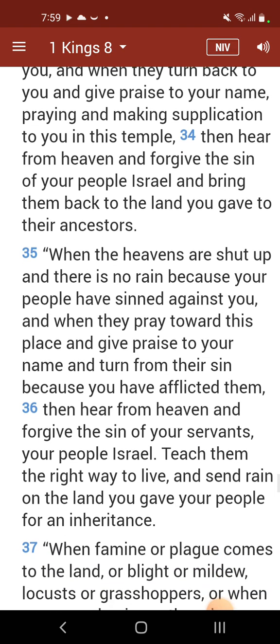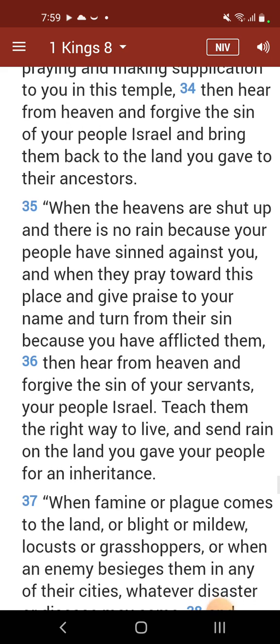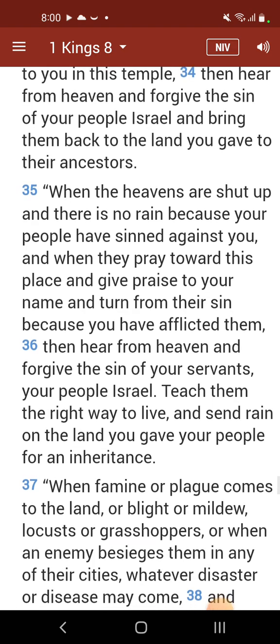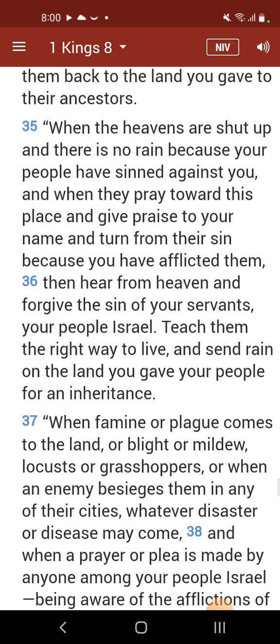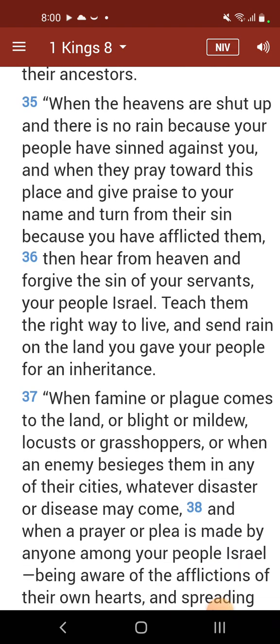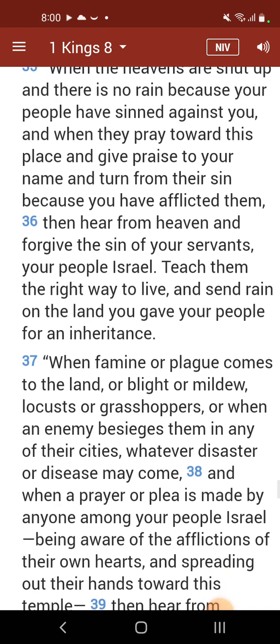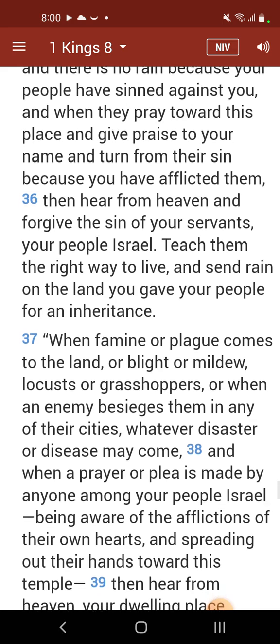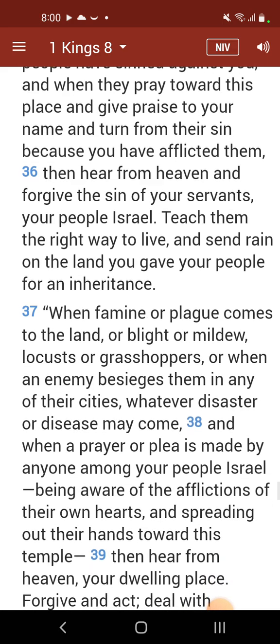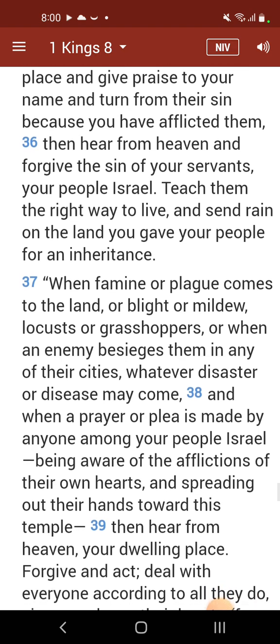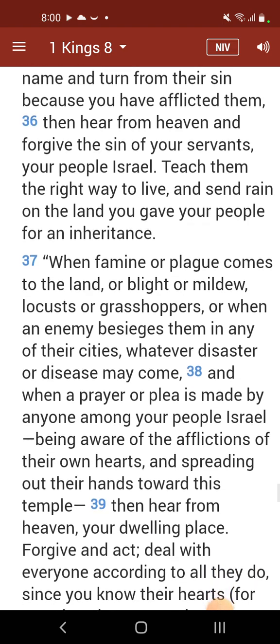When the heavens are shut up, and there is no rain because your people have sinned against you, and when they pray toward this place and give praise to your name and turn from their sin because you have afflicted them, then hear from heaven and forgive the sin of your servants, your people Israel. Teach them the right way to live, and send rain on the land you gave your people for an inheritance.